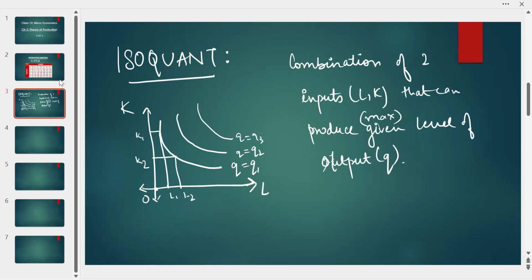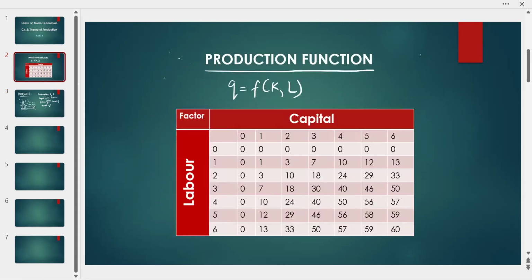That's about the isoquant. Let's understand with the help of a production function, Q is equal to F of K and L, a function of capital and labor. Q represents the output, K represents the capital, and L stands for labor. So output is a function of capital and labor. Here we have a production function table, which represents how the combination of two different inputs can produce different levels of output. For example, using 1 unit of labor and 2 units of capital, we can produce 3 units of output.